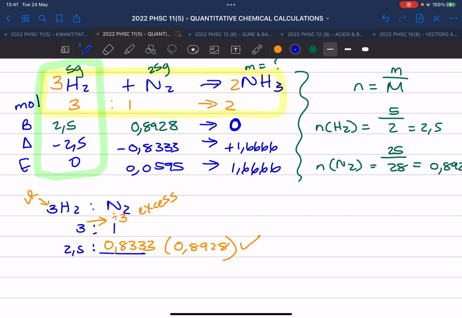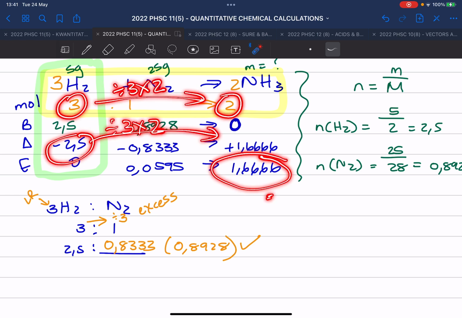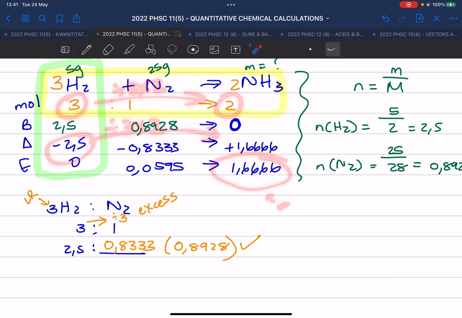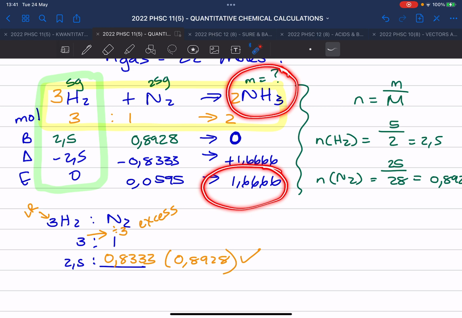It's not your final answer. Right, so I just want to say this again. How did we go from there to there? You said divide by 3 times 2. So the same there. From there to there, divide by 3 times 2. Remember, this is not your final answer, so you do not round off just yet. Alright, the question was, what is the mass of ammonia? We now have the mole of ammonia.